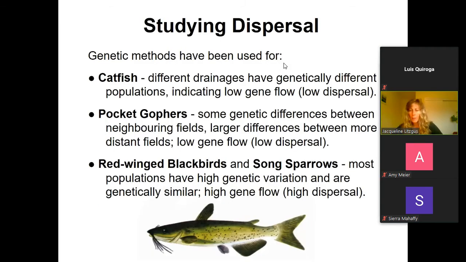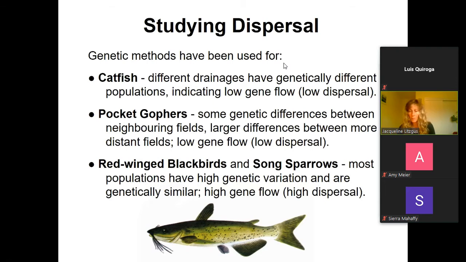Some examples of studying dispersal for which genetic methods have been used include catfish studies. In this case, different drainages had different populations with genetic differences. They were genetically different from each other. And that makes sense, right? Because catfish can't get up and walk between drainages. So you're going to have this distinction. There's low gene flow between those drainages.